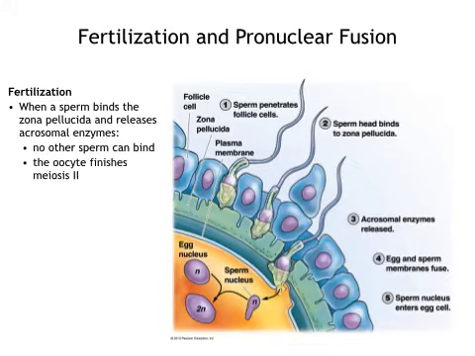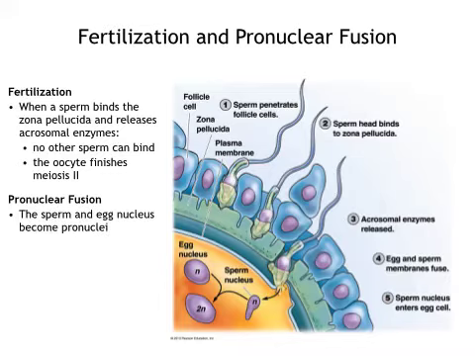And this is where the oocyte finishes meiosis 2. So then it goes through that final round of meiosis, releases another polar body. And then the sperm releases its nucleus into the egg, into now this mature egg. And the sperm nucleus and the egg nucleus are going to find each other, and they're going to fuse together.